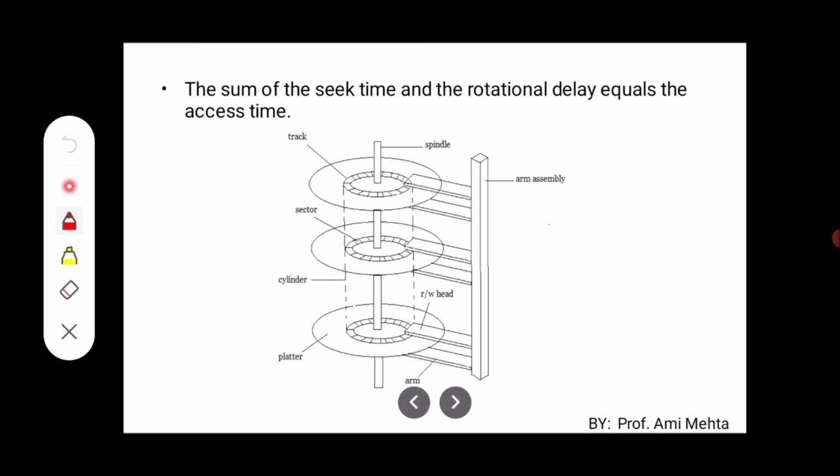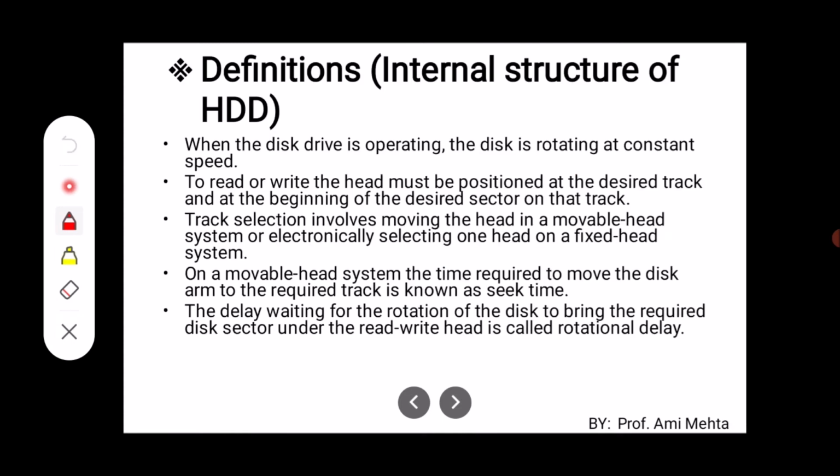Whenever we want to read or write some data, it will be on the desired track and in the desired sector. Track selection involves moving the head in a movable head system, or electronically selecting one head on a fixed head system. So there are two types of system: fixed head system and movable head system.